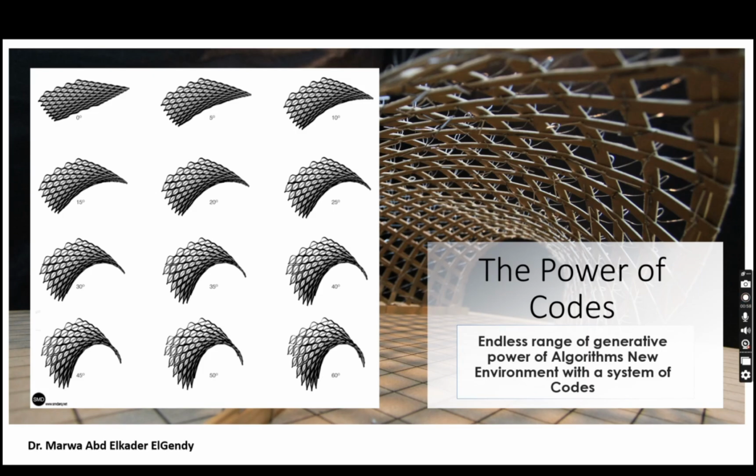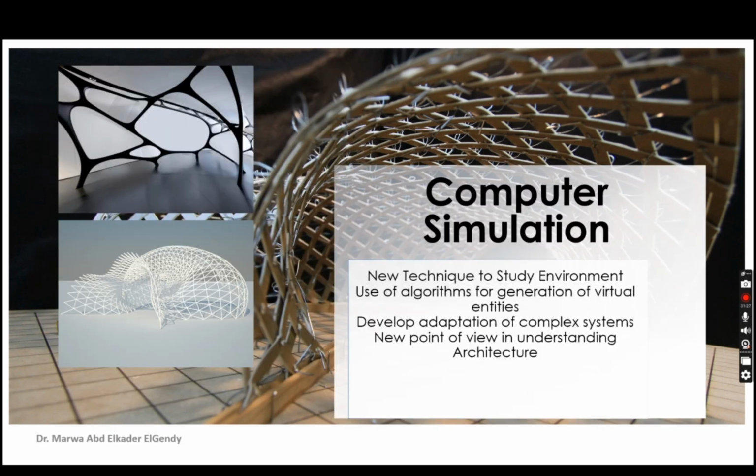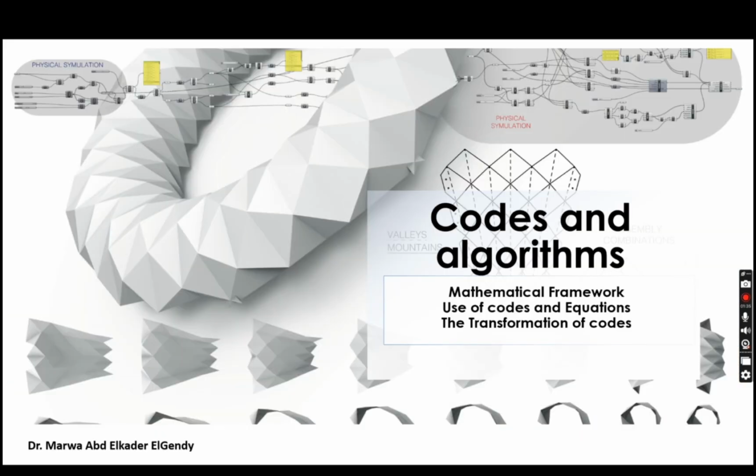The power of codes: an endless range of generative power of algorithms, a new environment with a system of codes. As we see in this image, you can see that changing the angle gives me different forms for the same surface. So you change the parameters and it's connected with the form. Computer simulation, a new technique to study the environment, uses algorithms for the generation of virtual entities. Codes and algorithms, as we see, come in different kinds.